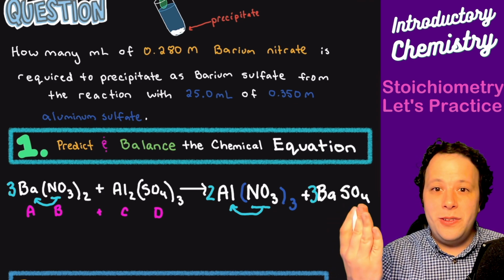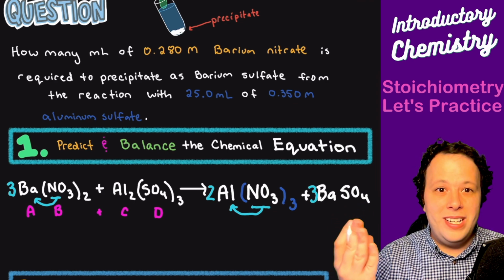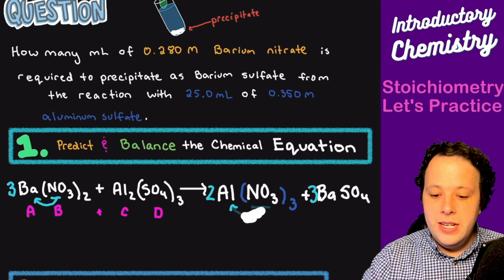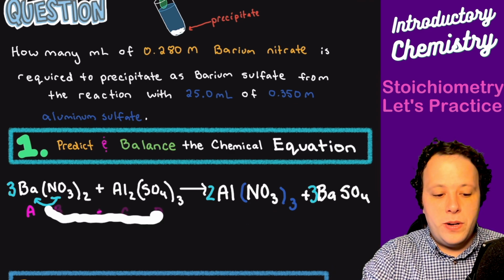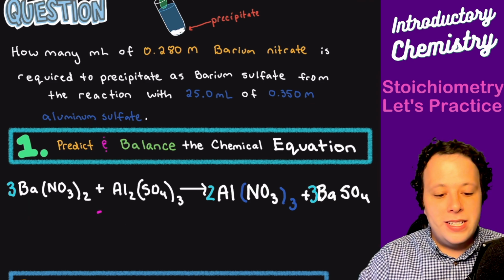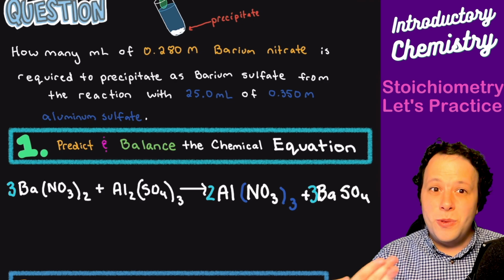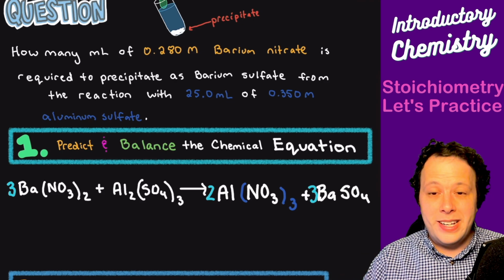Now, if you look at the sulfates, we have 3 on the right and also 3 on the left. Everything is balanced. Now we can clean up our work, and this will be a balanced chemical equation, just like so. All right, so we're going to use this to do our different chemical equations.